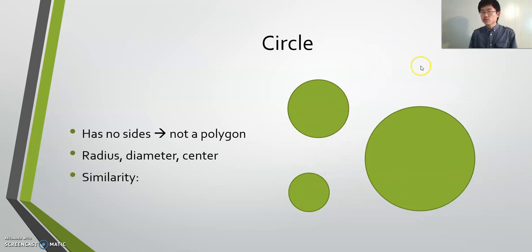If I add another circle somewhere around here, I will say this circle is similar to the other three circles. It is true that all circles are similar. It's pretty interesting. You can't say all triangles are similar, but you can say circles are similar.